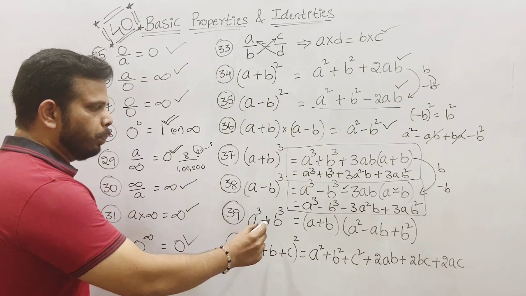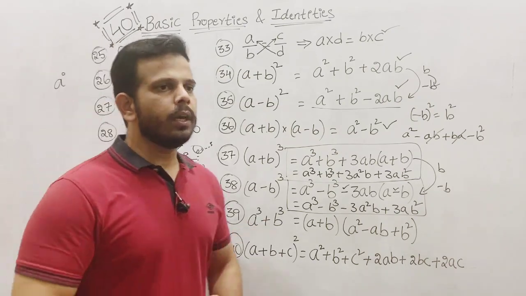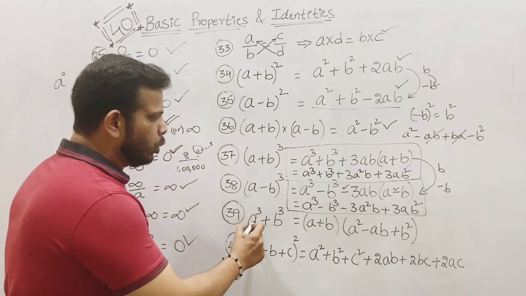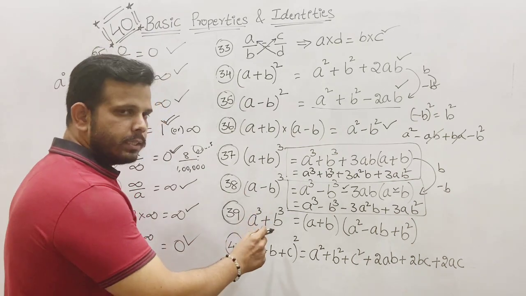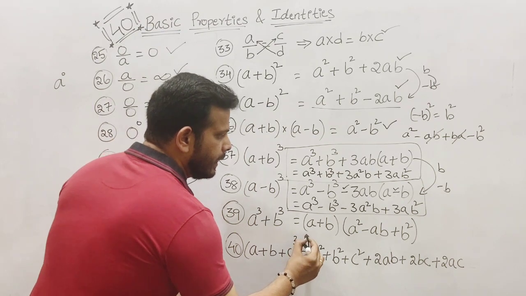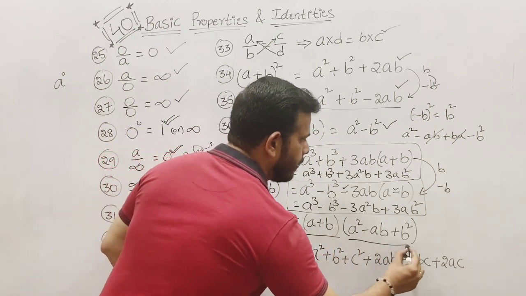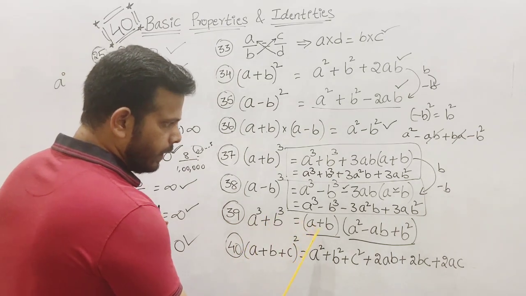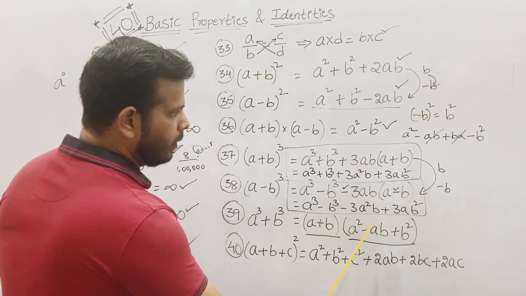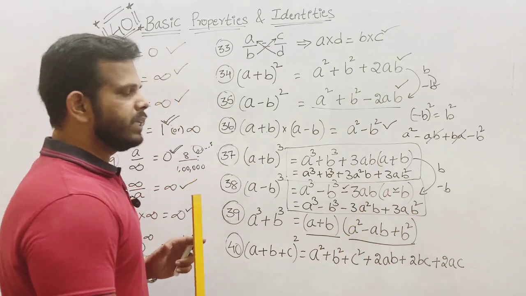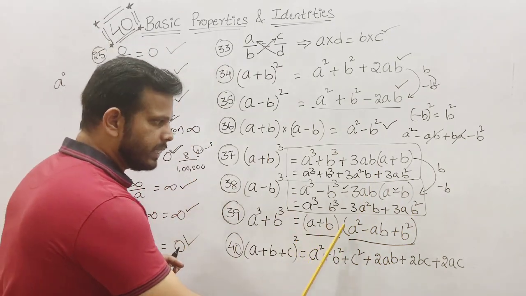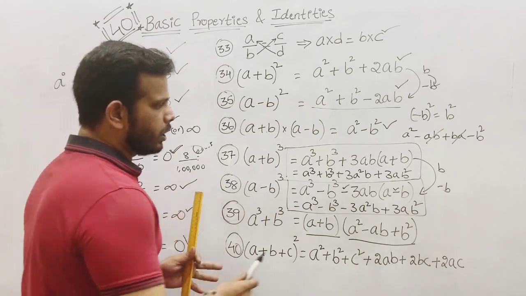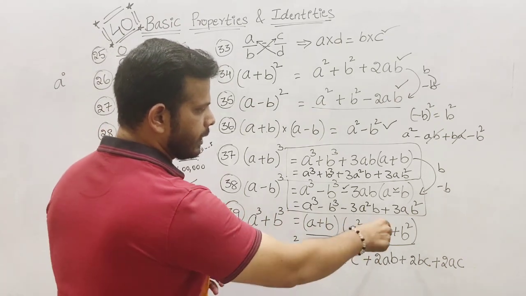Next, A cube plus B cube. In some calculations, you will be facing this. Okay, A cube plus B cube, which is the product of A plus B and A square minus AB plus B square. If you want, you can just multiply this, you will get A cube plus B cube. These terms will get cancelled, A square B, this A B square.